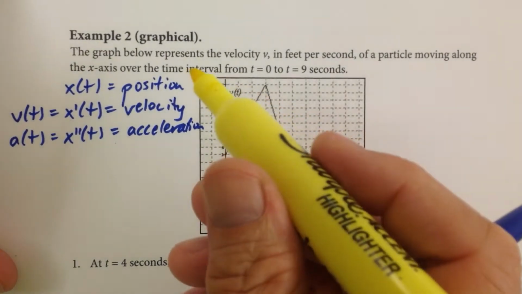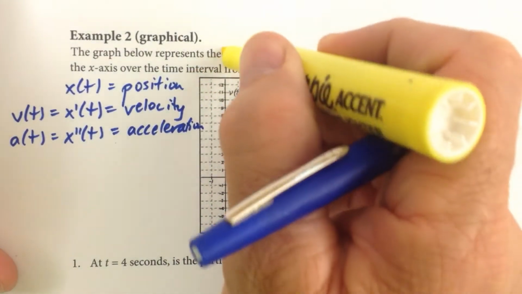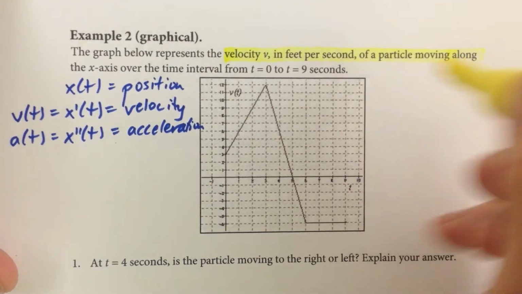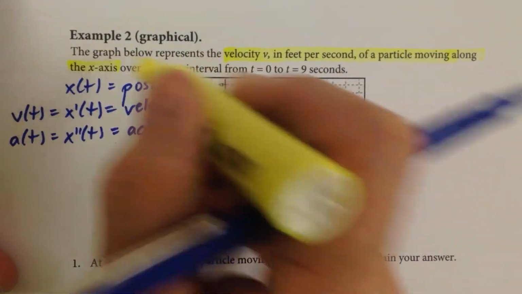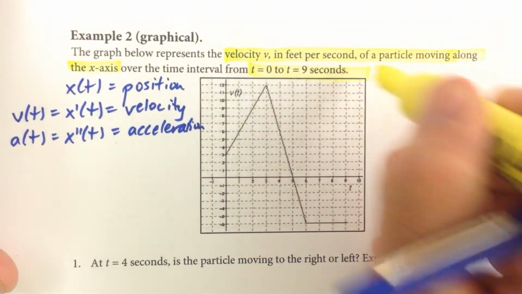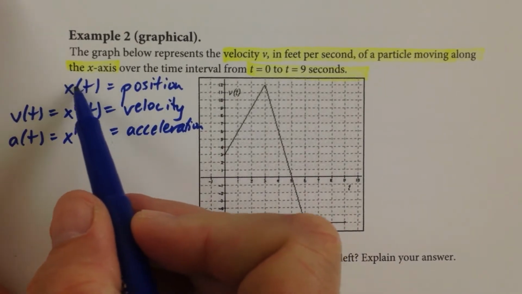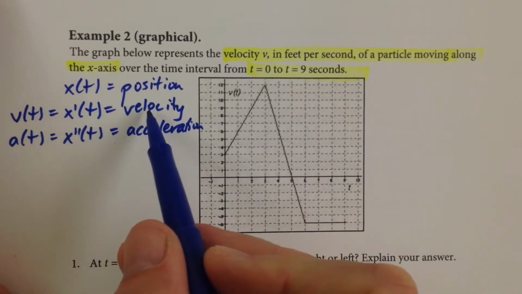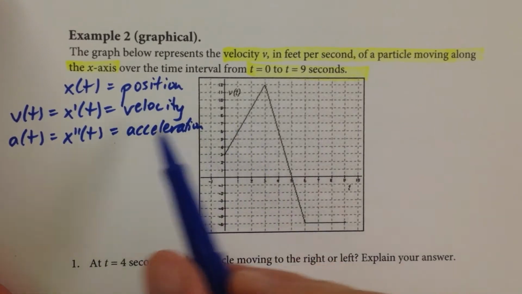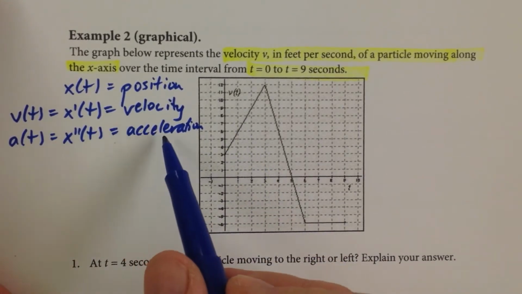In example 2, we're going to get information about the velocity in feet per second, again, of a particle moving along the x-axis over a time interval from 0 to 9. But the information that we're going to gather about this moving particle is going to be from a graph. Keeping in mind as well, x of t is the position, v of t is the velocity, and a of t is the acceleration.